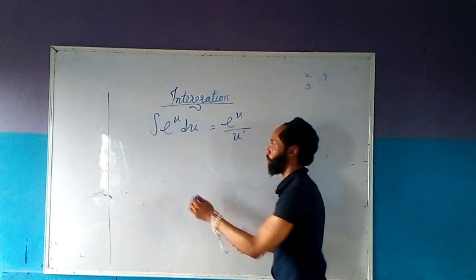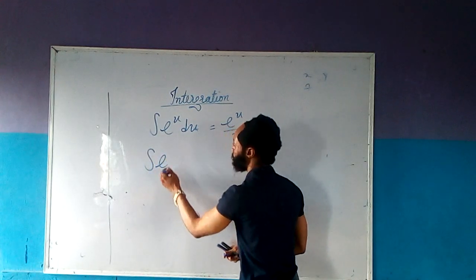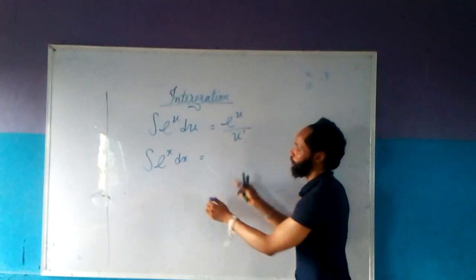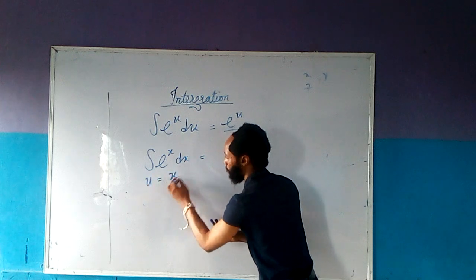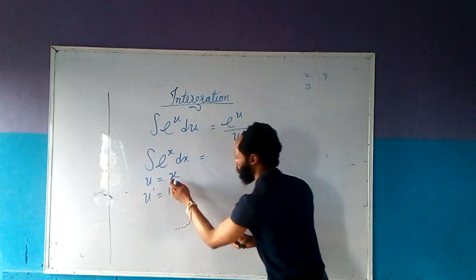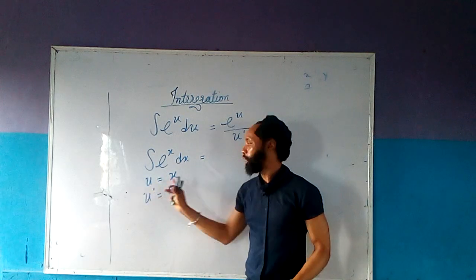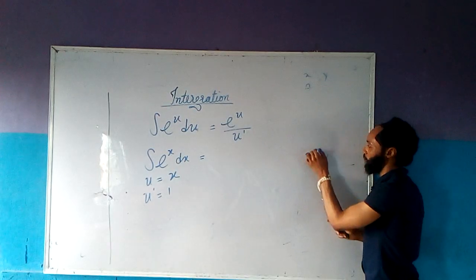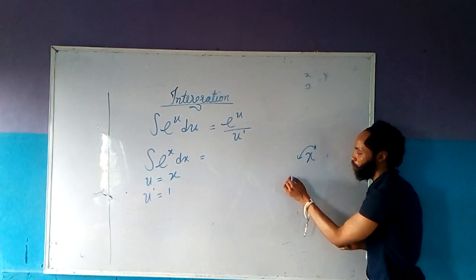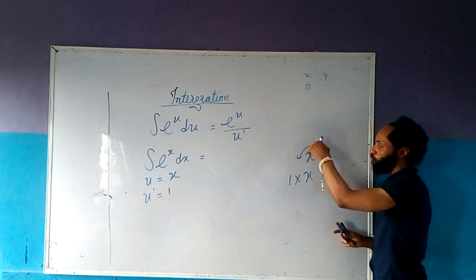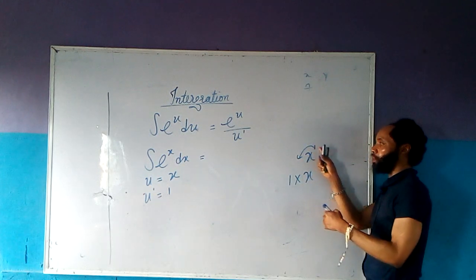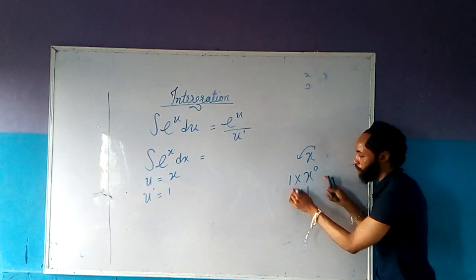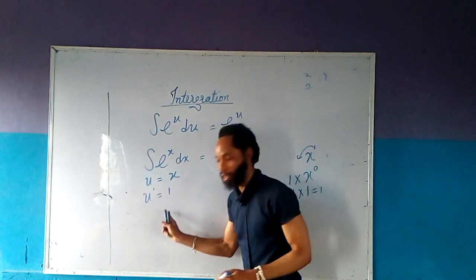Let's take some examples. Integrating e raised to power x dx. We set our u. Our u is x, and our u prime is 1. If you differentiate x, which is x raised to power 1, you bring the 1 down, times x raised to power 1 minus 1, which is x raised to power 0, which is 1. So 1 times 1 is 1. If you differentiate x, you get 1.